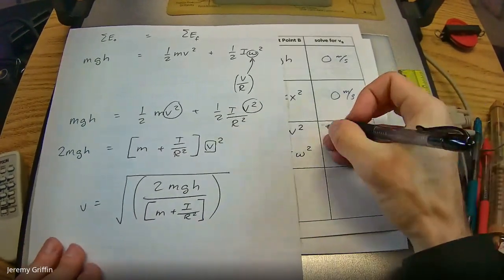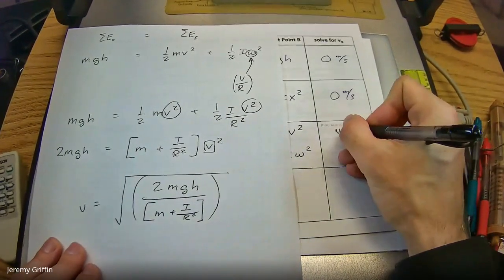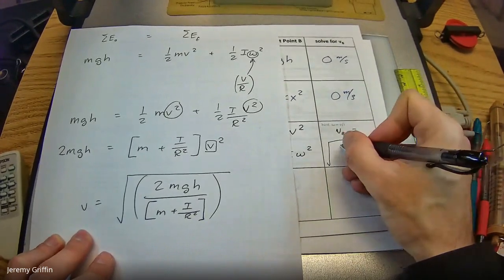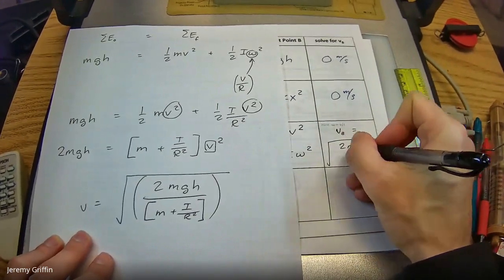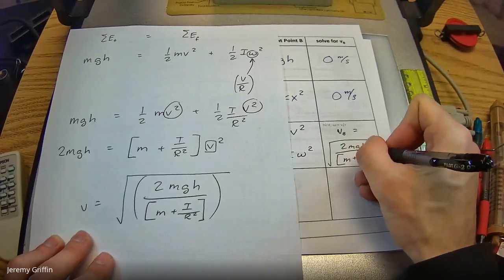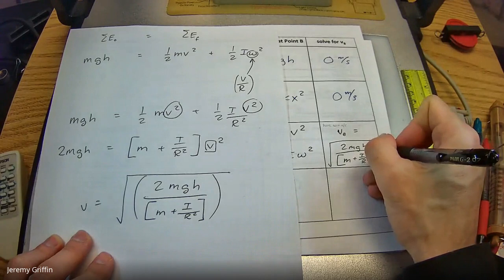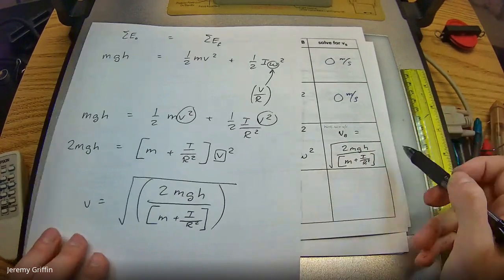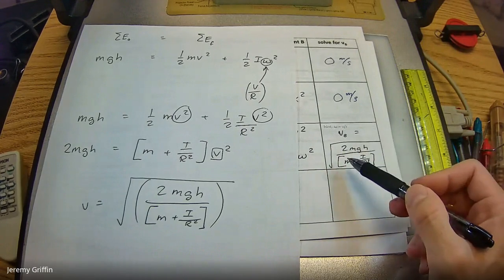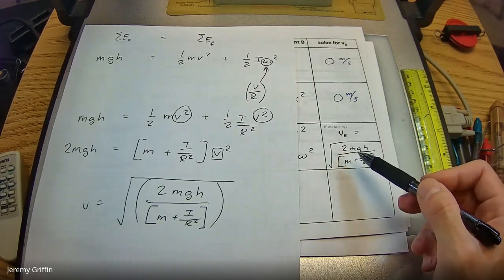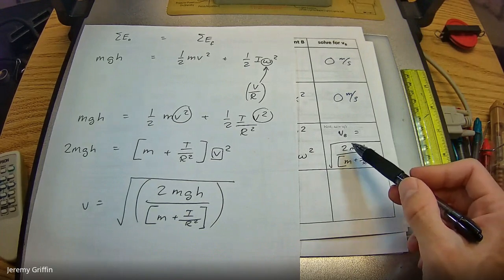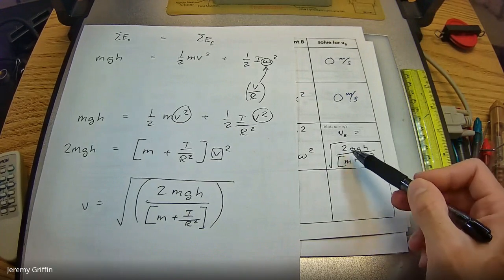So just copy and paste that over here. The speed of point v is equal to a big old square root of 2mgh over the bracket m plus I on r squared. Notice this is not too far away from v equals square root of 2gh. Pretty close to that. And then we've got a mass value up here, but also something to do with mass down here.